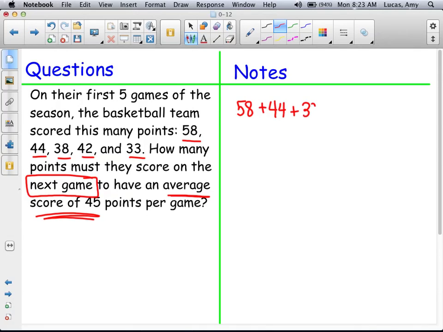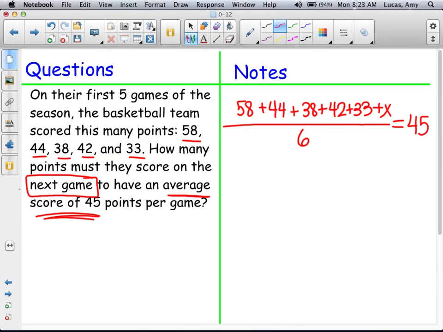We know the first 5. Good morning, Ms. So Lucas, here are my first 5 scores. For what? I'm going to use X for my 6th game, and then we would be dividing by 6 to get our new average of 45.